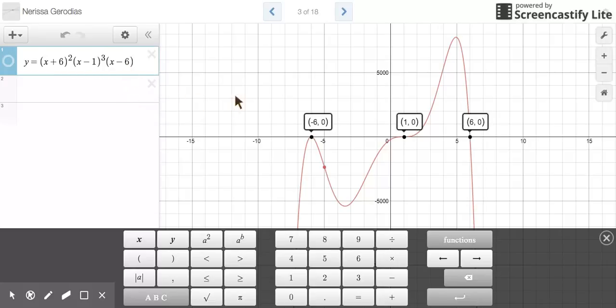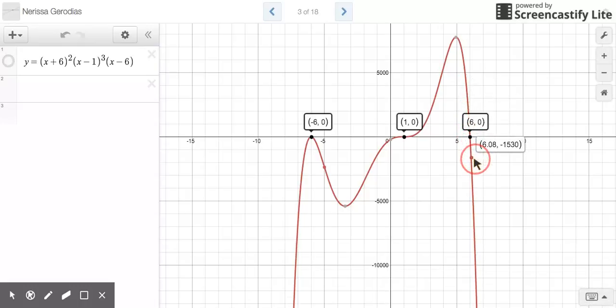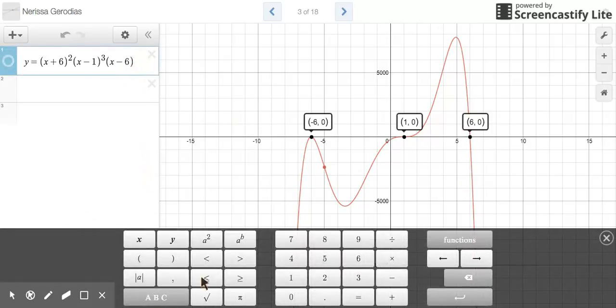And then at 6, we notice that the graph is crossing the x-axis in a straight path. So it's not slowing down. It is going from the positive territory to negative territory. So here the multiplicity is odd, and that's going to be 1 because it's crossing quickly, crossing the x-axis quicker. So let's put here 1, to the first.